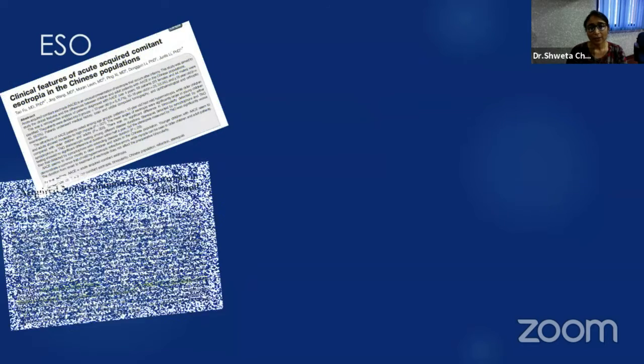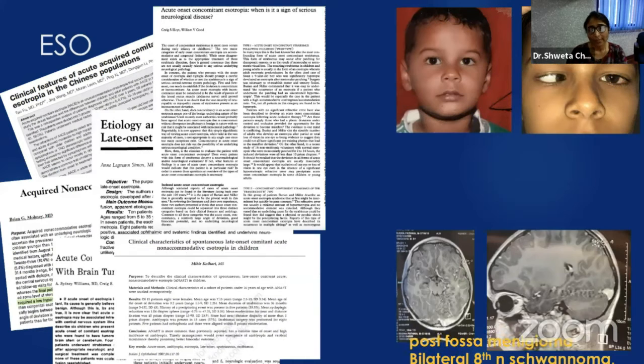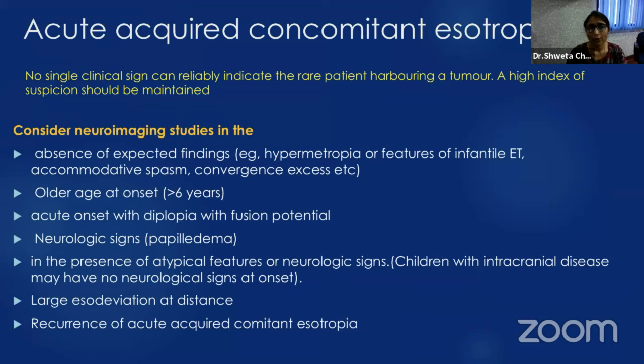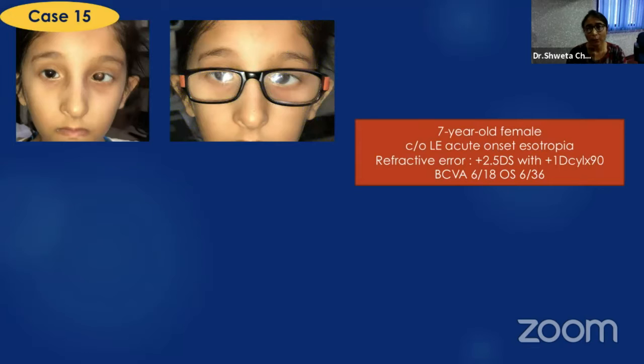There is various literature available which shows that acute onset esotropia can present with tumors, and one should know when to order neuroimaging in case of acute onset esotropia. When there is absence of expected findings like hypermetropia, accommodative component in esotropia, older age, acute onset with diplopia with fusion potential, neurological signs, in the presence of atypical features or any other neurological signs at onset, and large esodeviation or recurrence.